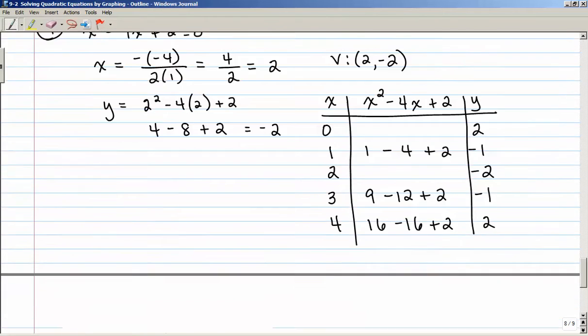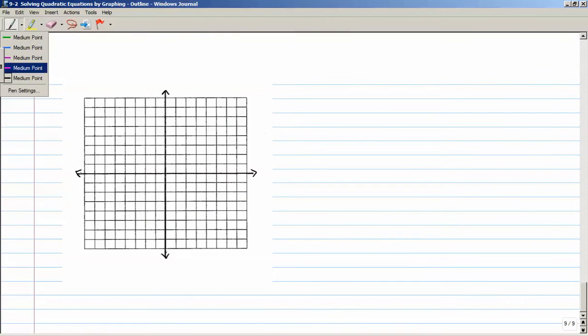Okay, so let's graph those points and see what it looks like. So 0, 2, there we go. 1, negative 1, 2, negative 2, 3, negative 1, and 4, 2. Okay, so there's my parabola. And remember what I'm looking for, I'm going to redraw this a little bit better here. What I'm looking for is where this crosses the x-axis. So it seems to cross right here and right here.